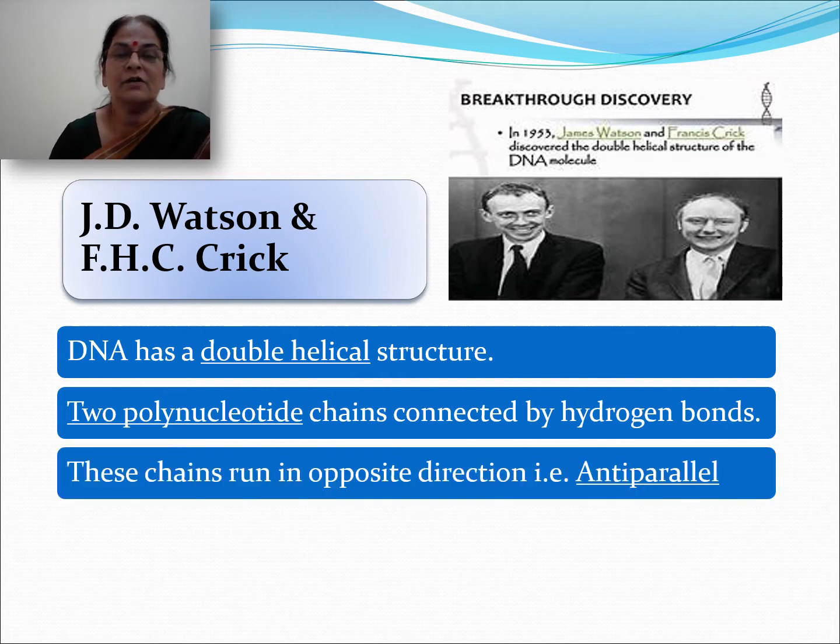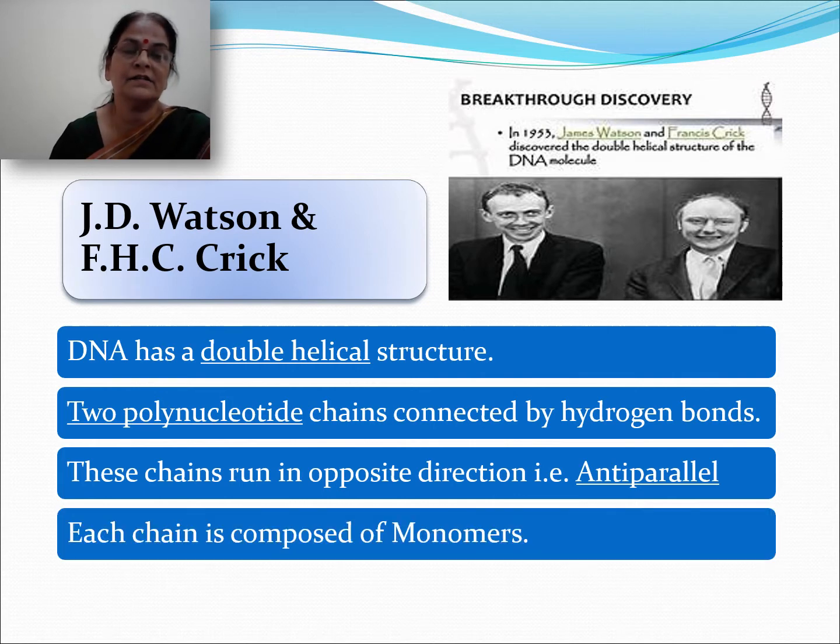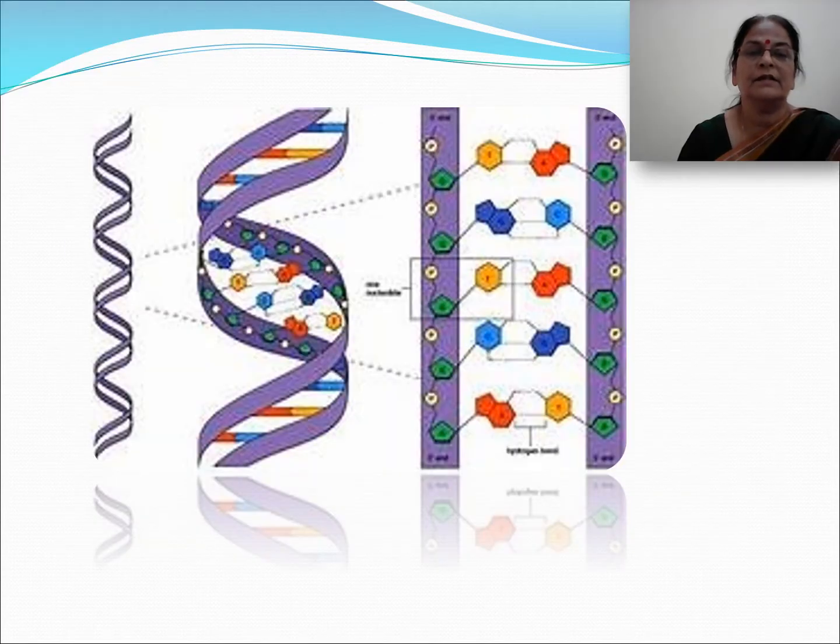These chains run in opposite direction, that is, they are anti-parallel. Opposite direction, but it gives polarity, which we'll discuss in next slides. Each chain is composed of monomers. This is a polynucleotide, so the monomer will be a nucleotide. This is the structure as proposed by Watson and Crick.